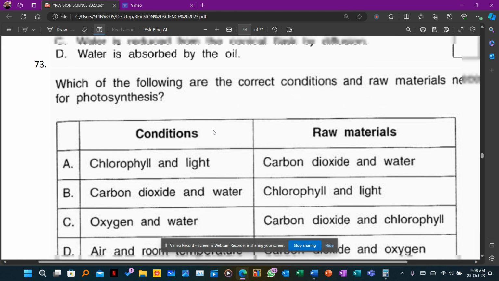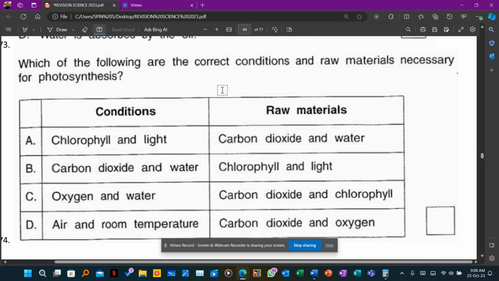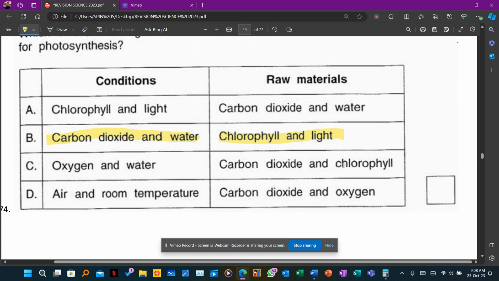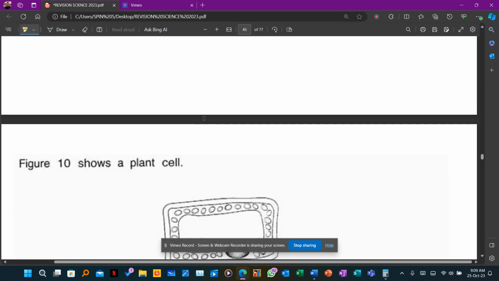Okay, next one. This one is about conditions and materials for photosynthesis. Like the formula I showed you above, they need carbon dioxide and water, and you need your chloroplast and light. Light can be from anywhere. It doesn't have to be sunlight. It can be artificial light. You can just use a torchlight. As long as there's torchlight, the leaf is green, and you provide the plant with carbon dioxide and water, it should be able to grow properly.